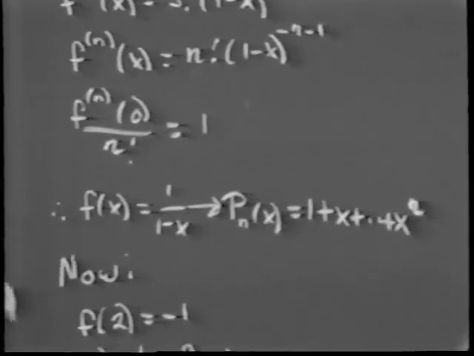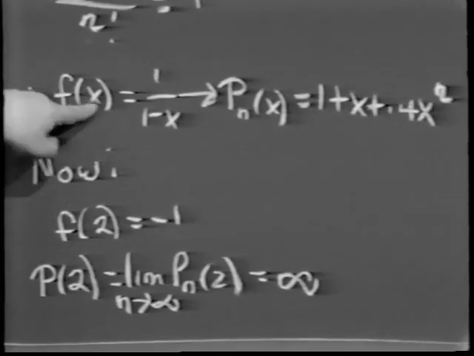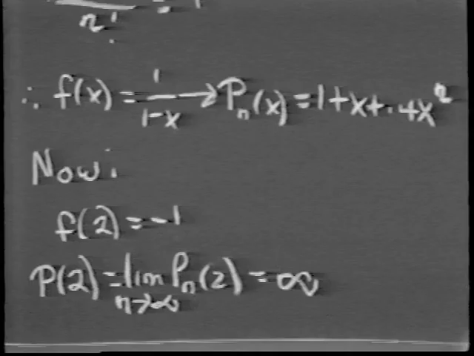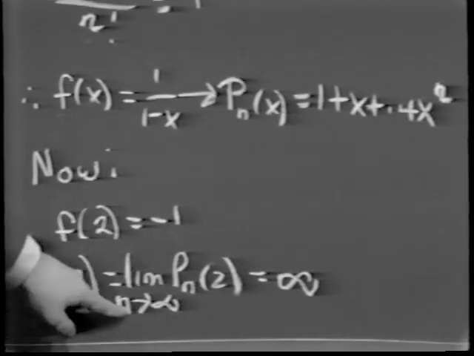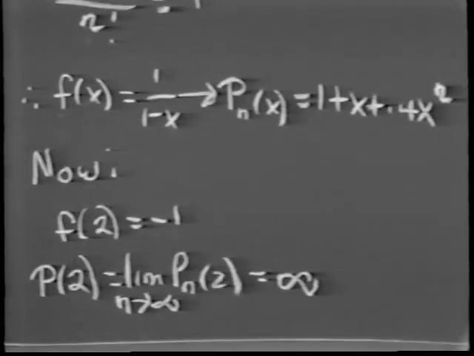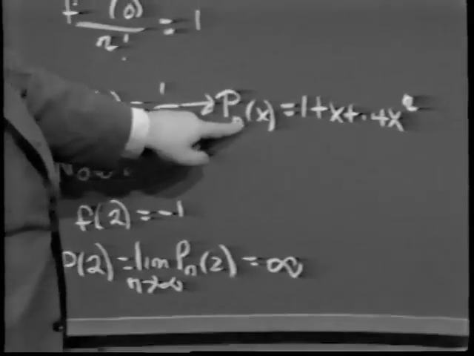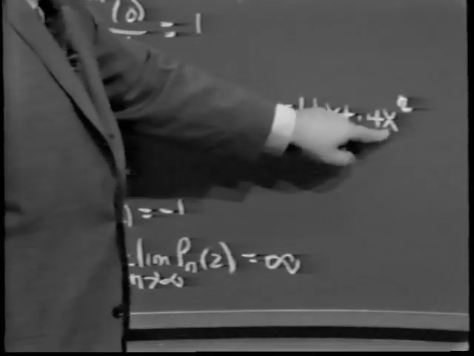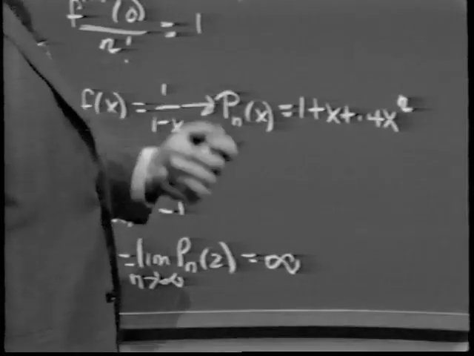Now, here's the interesting point. Notice that f of 2 is clearly minus 1. If I replace x by 2, 1 over 1 minus 2 is minus 1. On the other hand, what I claim is that the limit of the sequence P sub n of x, as n goes to infinity, doesn't even exist when x is 2. Because look what happens over here. When x is 2, this is 1 plus 2 plus 2 squared, etc., plus 2 to the n. That's 1 plus 2 plus 4 plus 8 plus 16, etc.